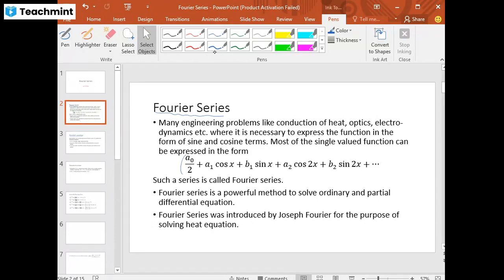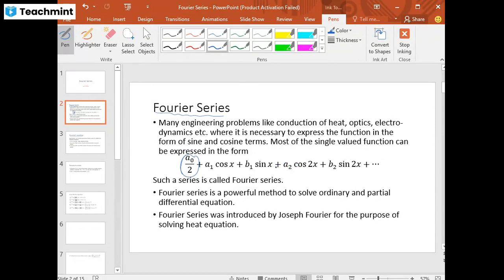So Fourier series is an infinite series of the type a naught by 2, which is a constant term, plus a1 cos x plus b1 sin x plus a2 cos 2x plus b2 sin 2x and so on, where a0, a1, b1, a2, b2 and so on are constants, which are also called the Fourier coefficients.